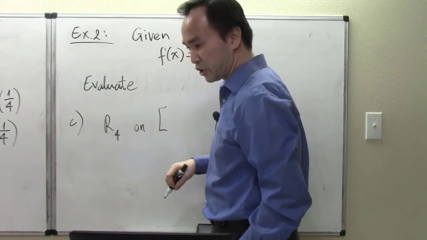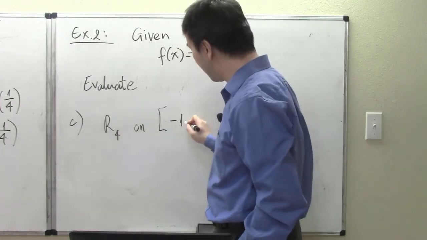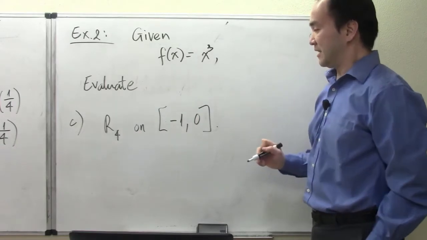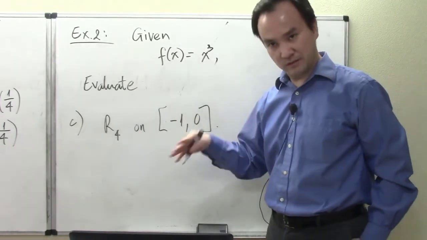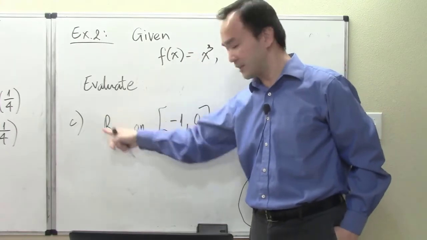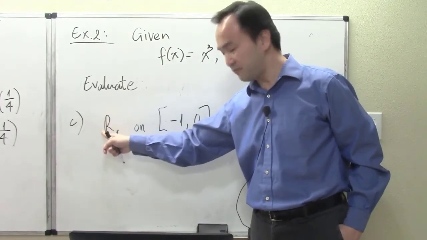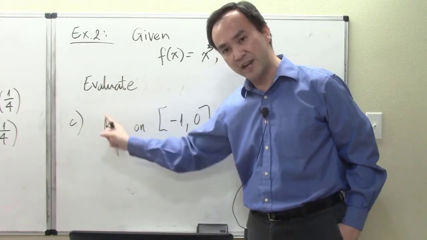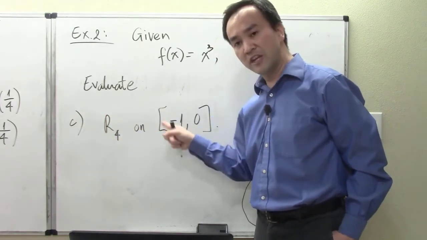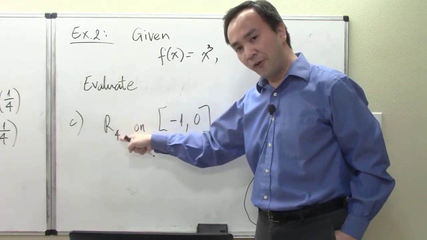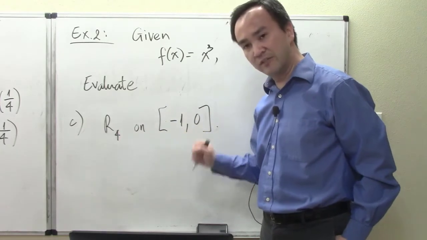But I'm now going to switch to a different interval. How about -1 to 0? Some of the process will be similar to what we've done in part A because it's R4. And again, what is this? It's a right Riemann sum. We want to pick the right endpoint on each of the subintervals throughout this total interval, and we're using 4 subintervals.